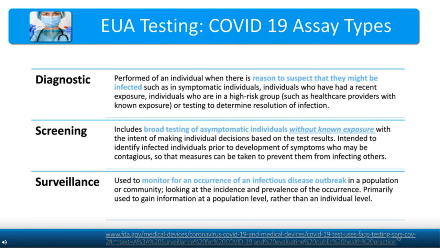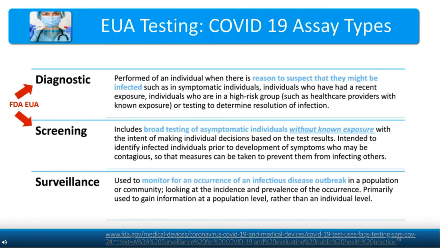And then lastly, there's surveillance testing, and this is used to monitor for an occurrence of an infectious disease outbreak. So usually there are no single patient identifiers associated with these, but it's usually a large testing involving a whole community at one time, rather than testing on an individual level.